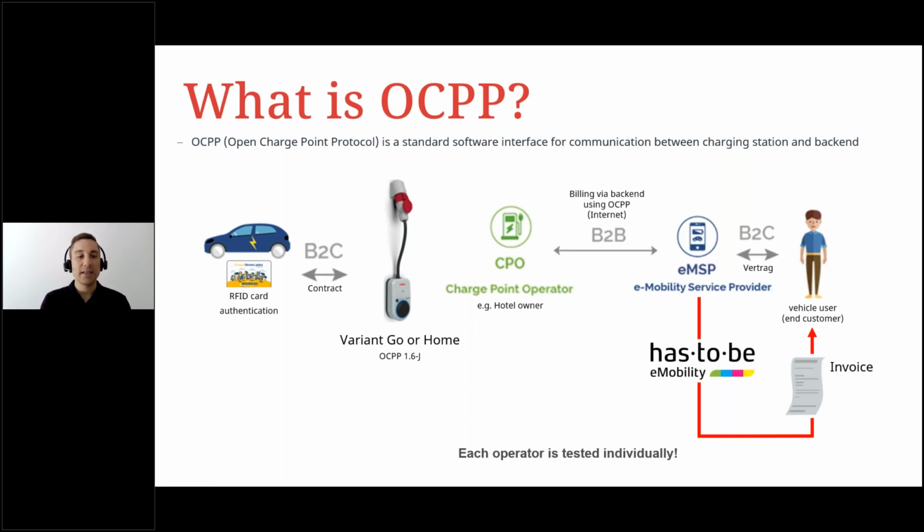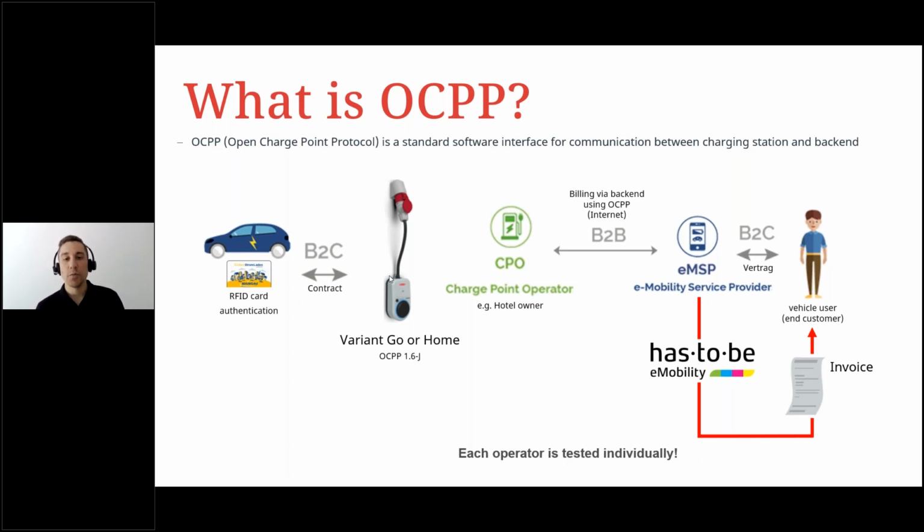Then you come as a customer, you come with your car to the charging station and you find there the Wattpilot variant Go Home, that doesn't matter, with the Open Charge Point Protocol 1.6. Then we have, of course, our RFID card. For example, the grid provider, the charge point operator, delivers an RFID card to the customer. And with that RFID card, it is possible to do the authentication on the charge point itself.